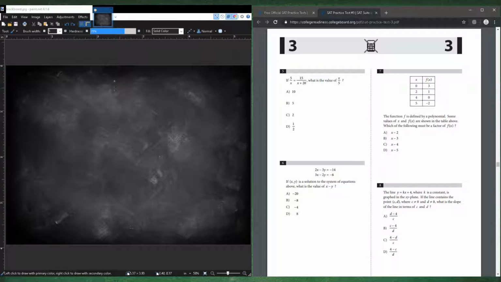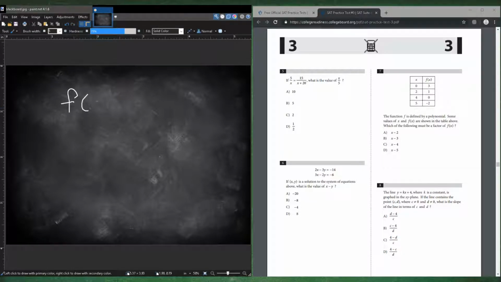The function f, question 7. The function f is defined by a polynomial. Some of the values of x and f(x) are shown in the table above. Which of the following must be a factor of f(x)? Okay, a factor of f(x) means that if you plug in, let's say, value a into the equation, the output has to be 0.